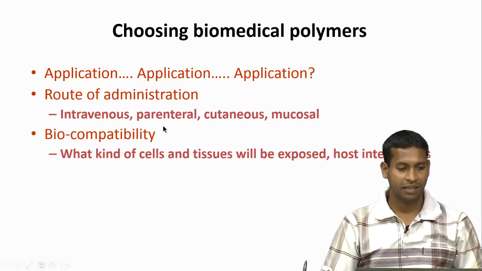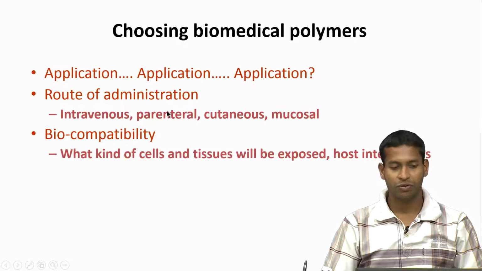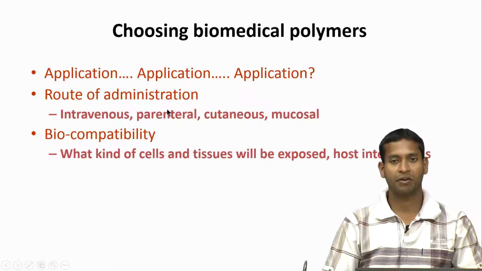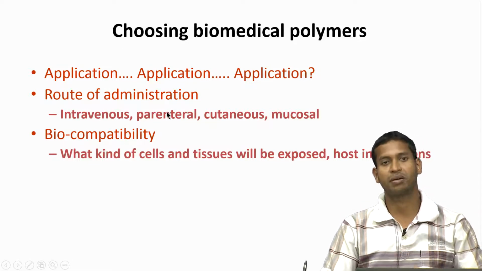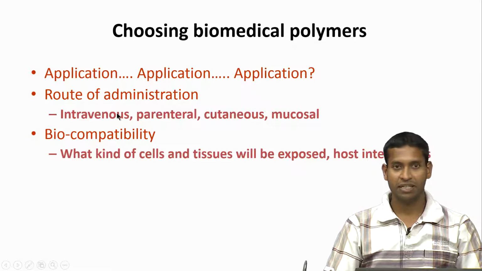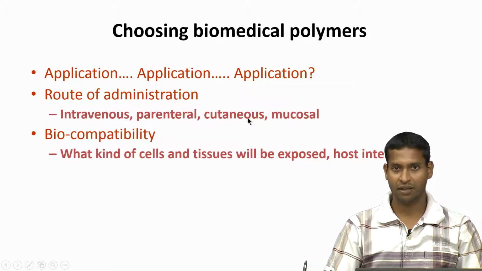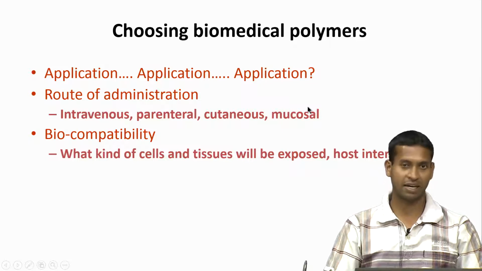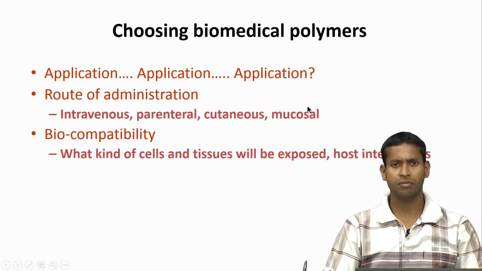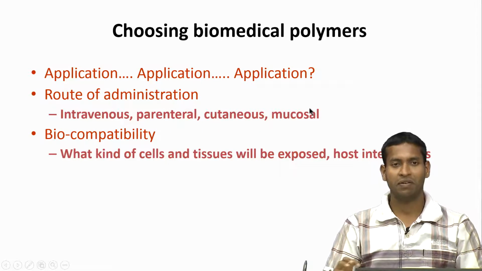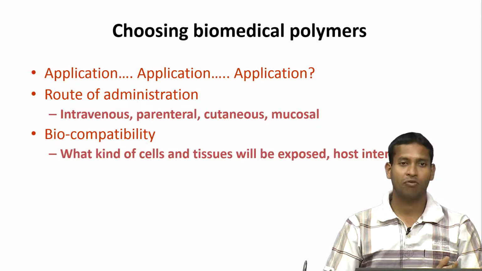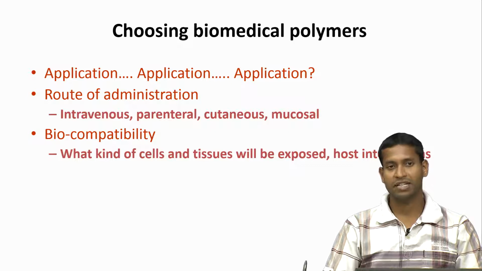Then there are other things, like what route of administration you are going to use. There are several ways you can administer a particular polymer or a particular drug in the body. You can directly put it into the veins, you can take a tablet orally, you can put it under the skin, or you can put it on some mucosal surface like the lungs by inhalation. And then there are several others, and we will talk about route of administration in the later part of the course. But again, you will choose different polymers depending on what you want to achieve, different sizes of them, different properties, all will depend on that.